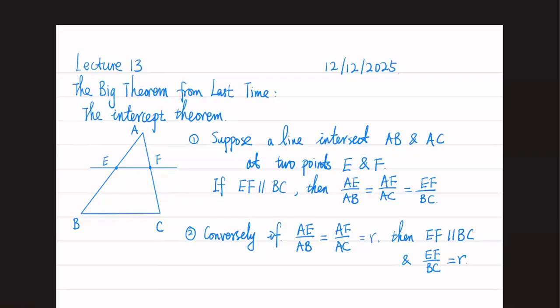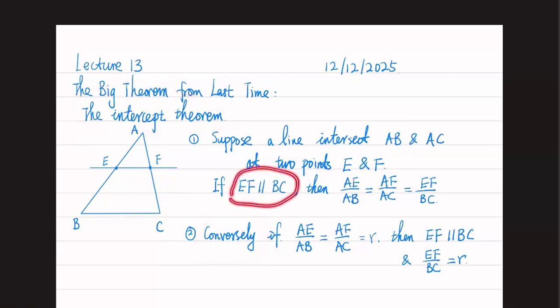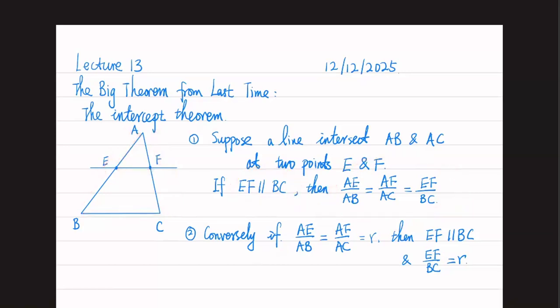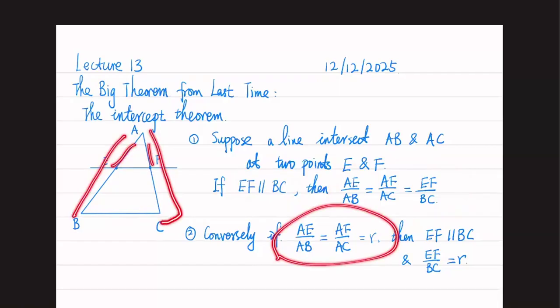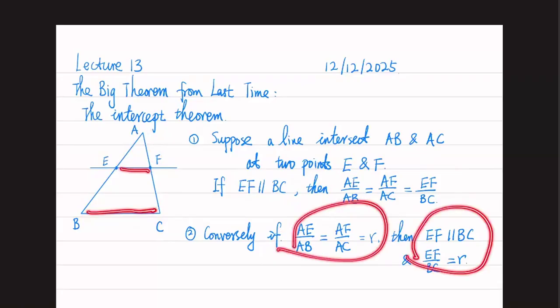Okay, so this is the intercept theorem and the converse. If we know the two sides are parallel, then the corresponding sides have the same ratio. Conversely, if we know the two sides have the same ratio, then this line must be parallel to the third side, and they also have the same ratio as the previous two.